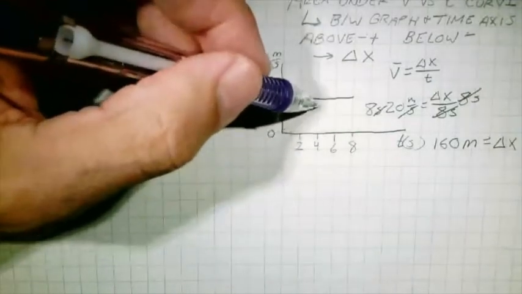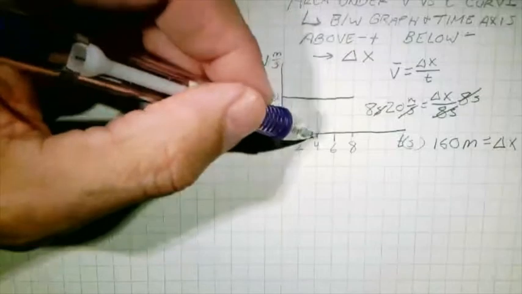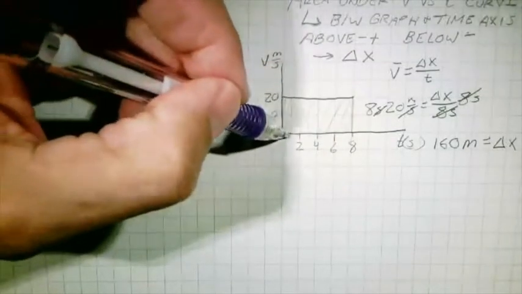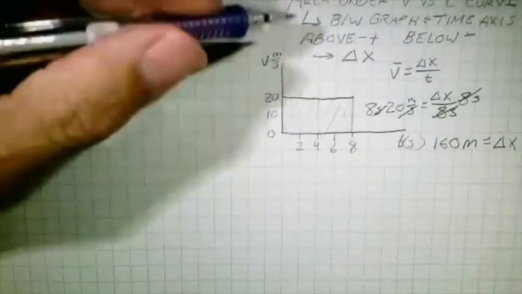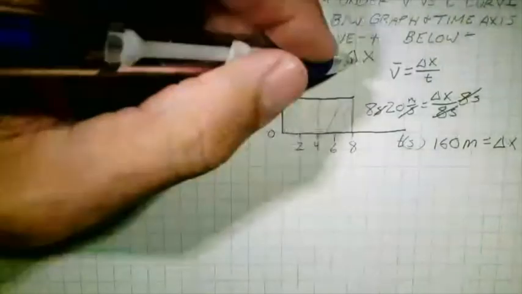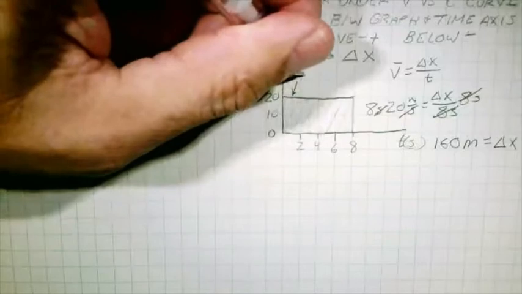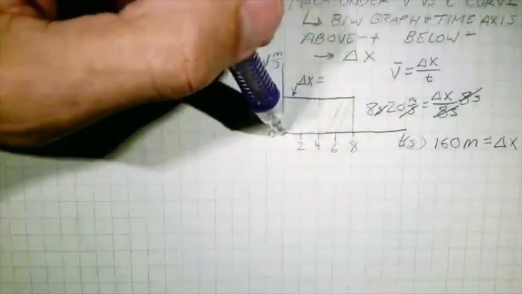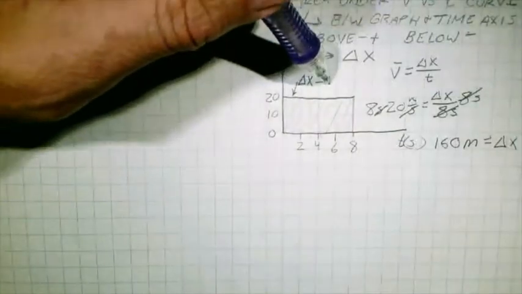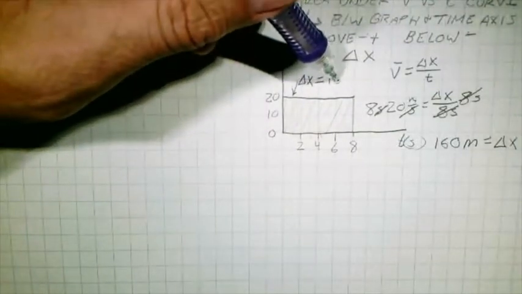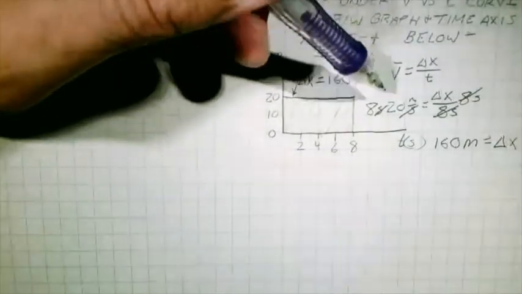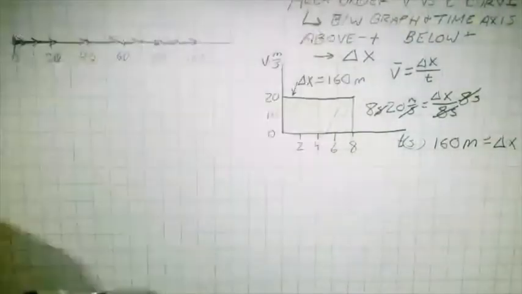So you can sort of see intuitively how this area under the graph, in other words, the area between that and the time axis, represents how far it went. The displacement, delta x, is going to be the area of that rectangle. 8 times 20, hey, guess what? Ends up being 160 meters. 8 seconds times 20 meters per second, just like our equation here.